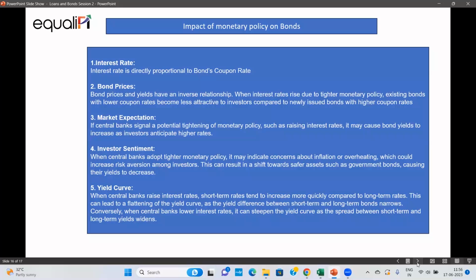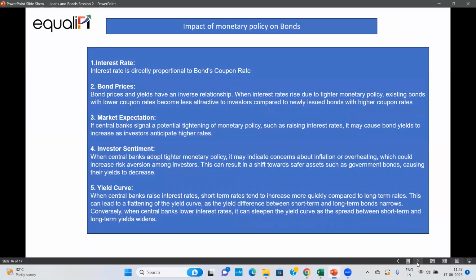Coming to the investor sentiment, that's the fourth point here. When the central bank adopts a tighter monetary policy, it may indicate concerns about inflation or overheating, which could increase risk aversion among investors. So this can result in a shift towards safer assets such as government bonds, causing their yields to decrease. Again, what happens is, suppose there is a turbulence in the market which is anticipated. Could be because of a war, or we have seen a pandemic for around 3 years almost.